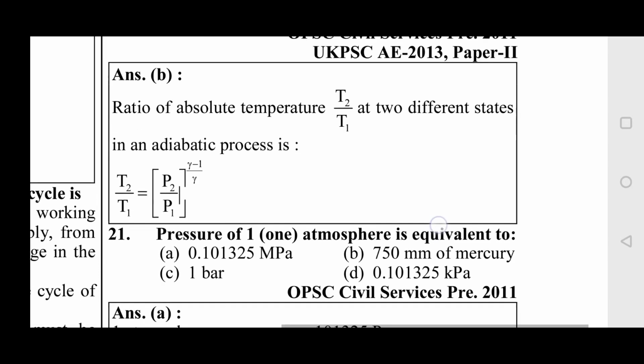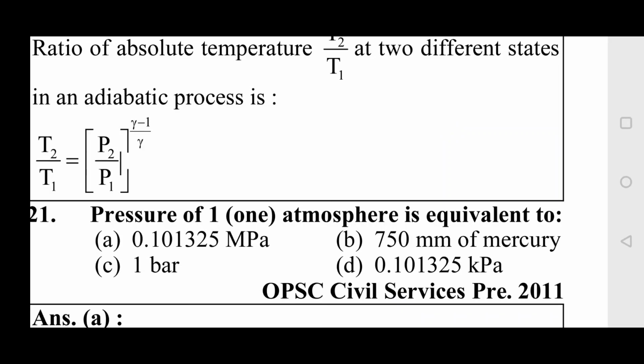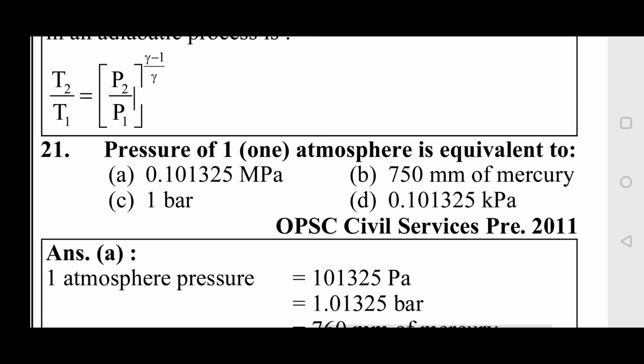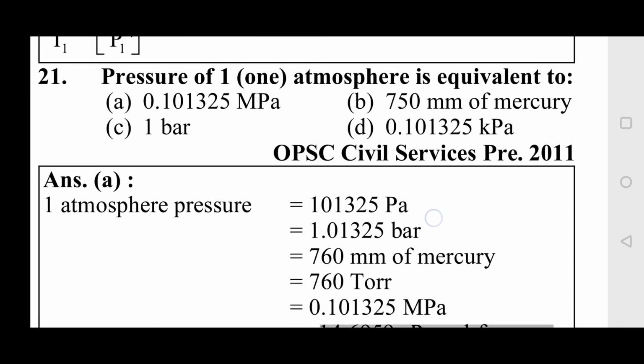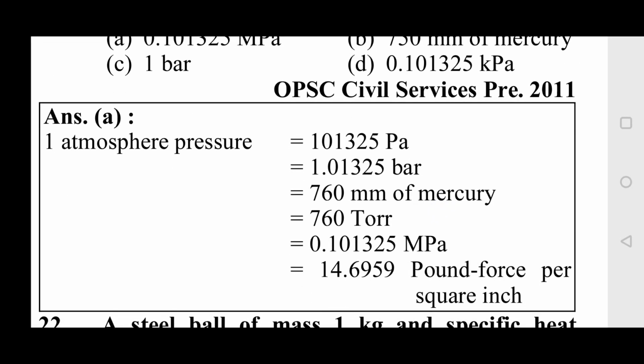Next, what is the pressure of 1 atmosphere equal to? What is the pressure of 1 atmosphere? The correct answer is 0.10325 megapascal, and we can write it in bars. Bars means multiplied by 10 to the power 5. It is already in megapascal, so the answer is 1 bar. We can convert this atmospheric pressure in this way.